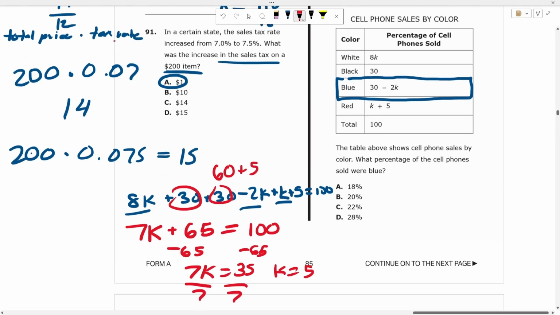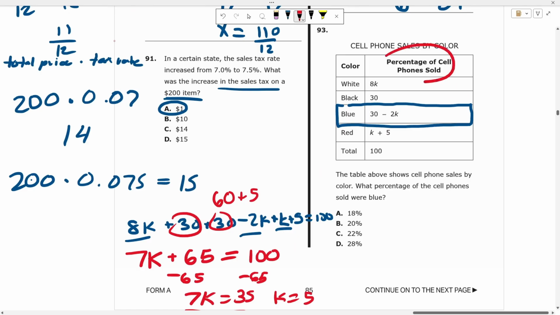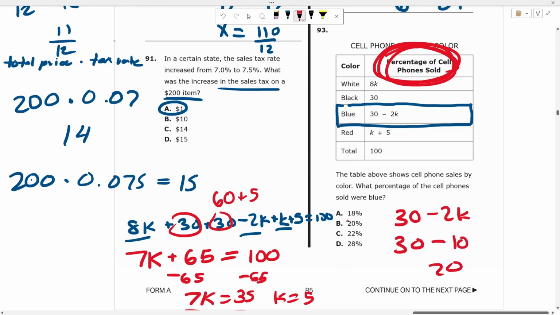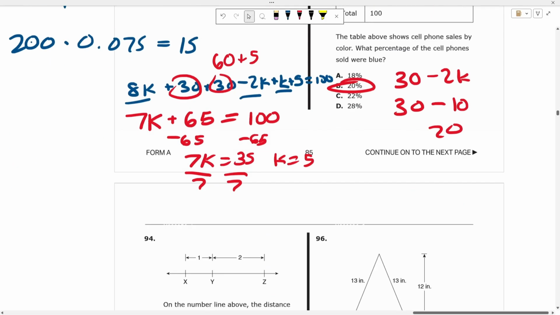Okay, so now that K is 5, and this is the percentage of cell phones sold, all I need to do is just plug in 5 for that. So if the percentage of cell phones sold is 30 minus 2K, I know that K is equal to 5. That's 30 minus 10, or 20. So it has to be B, 20%. The reason why I'm not dividing this by the total amount is because this is already representing the percent. So you don't have to do anything after that.